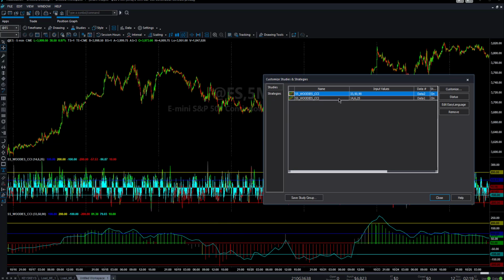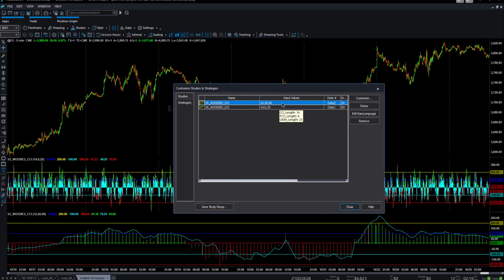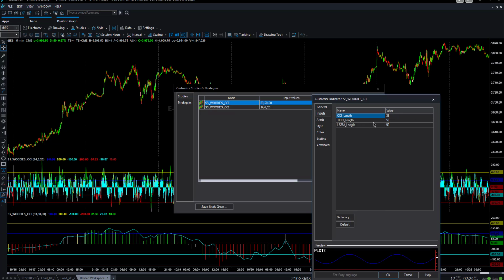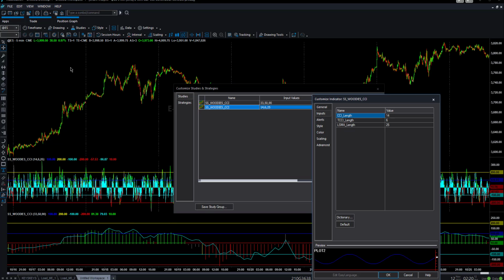Let's look at the studies. You can see here, the first one has settings on data line 2. Data line 2 is 66 minutes. We have settings of 33, 50, and 90 vibration numbers. And the default for the top one, which is sitting on the operational chart of 5 minutes, the execution chart, is 14 and 625. You can adjust these as well, depending on how fast you want to trade.